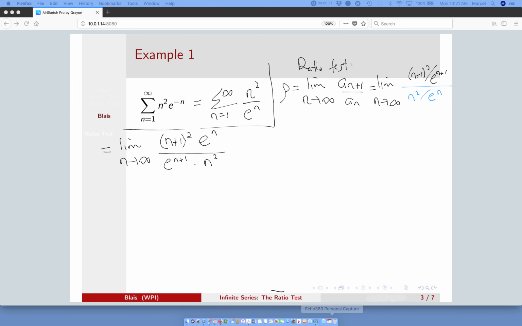And we can start to simplify. So this is the limit as n goes to infinity of, we can FOIL out this n plus 1 squared. So that'll be n squared plus 2n plus 1, e to the n. We can then use our rules for exponents to rewrite this as e to the n times e to the 1. We then see that the e to the n terms cancel.